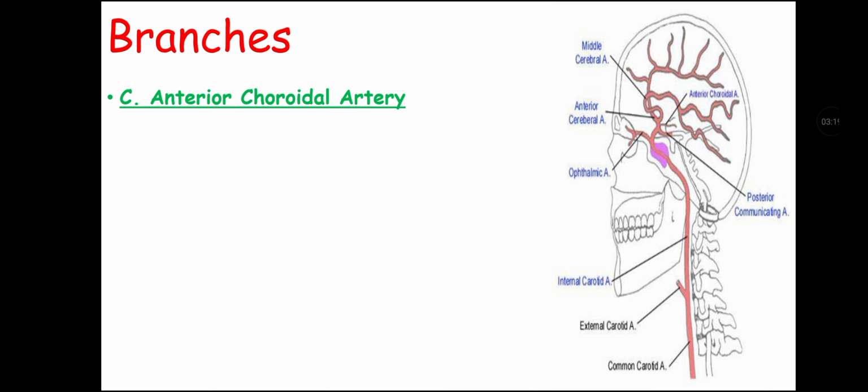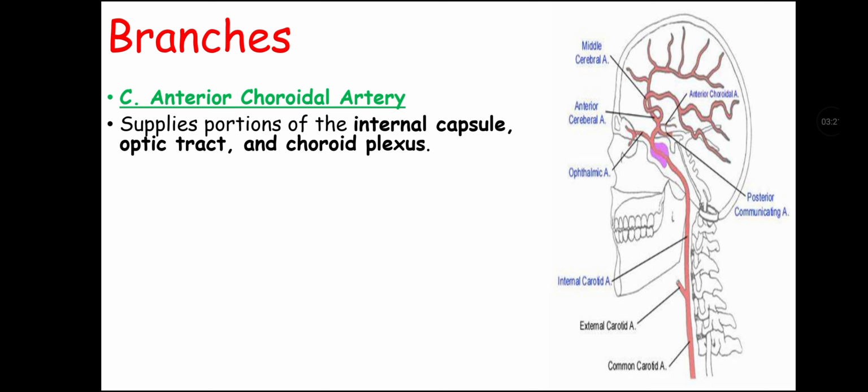Next branch is anterior choroidal artery that supplies portion of internal capsule, optic tract and choroid plexus. It contributes to the vision and cerebrospinal fluid formation.